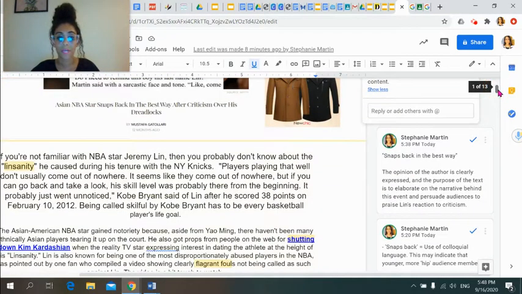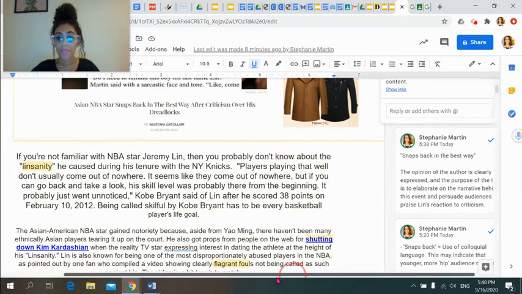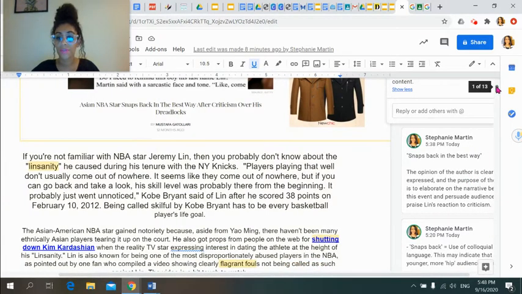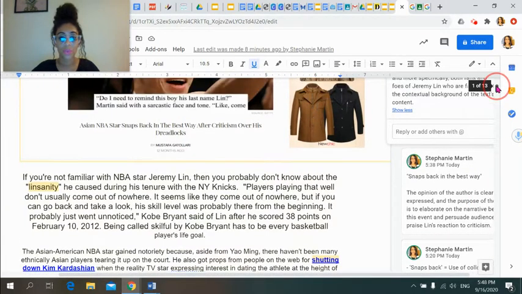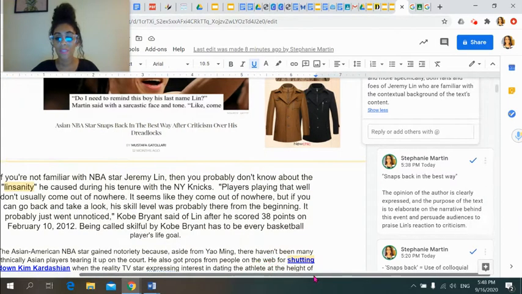Let's get a little bit further down. If you have a look here, I've highlighted a couple of other things as well. So if you pay attention to the heading, it says Asian NBA star snaps back in the best way after criticism over his dreadlocks. So I've said snaps back in the best way.